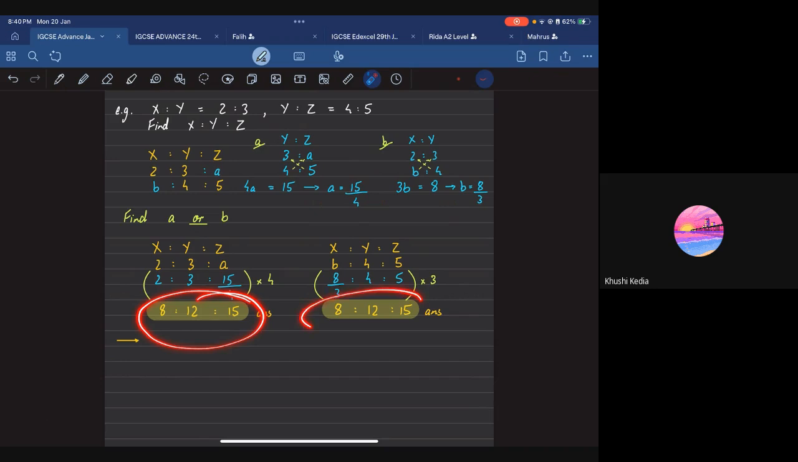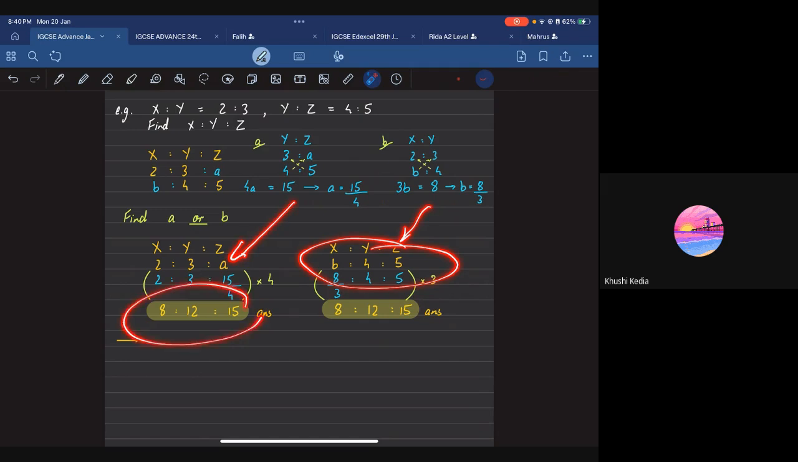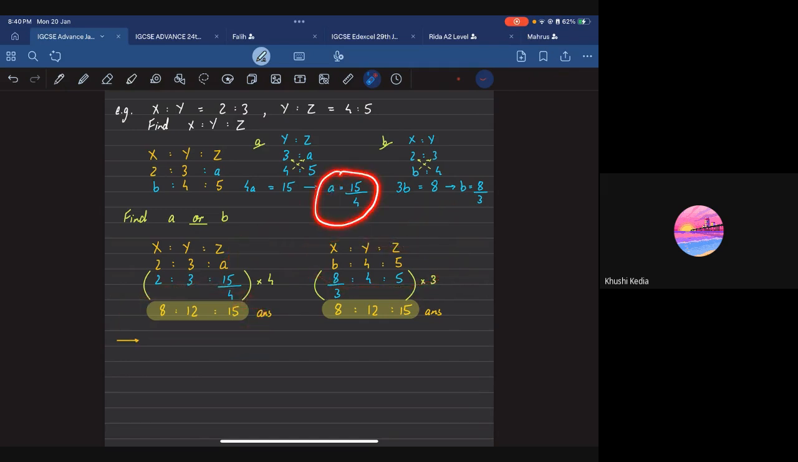After simplification, your final answer should be the same, regardless of whether you're doing it through B or through A. A and B are getting different values. You can clearly see, Kushi, that A is giving me 15 over 4, B is giving me 8 over 3. But I simplified them differently as well. When I did it with A, I had to multiply the entire thing with 4. When I did it with B, I had to multiply the entire thing with 3. So the simplification for both is going to be different.